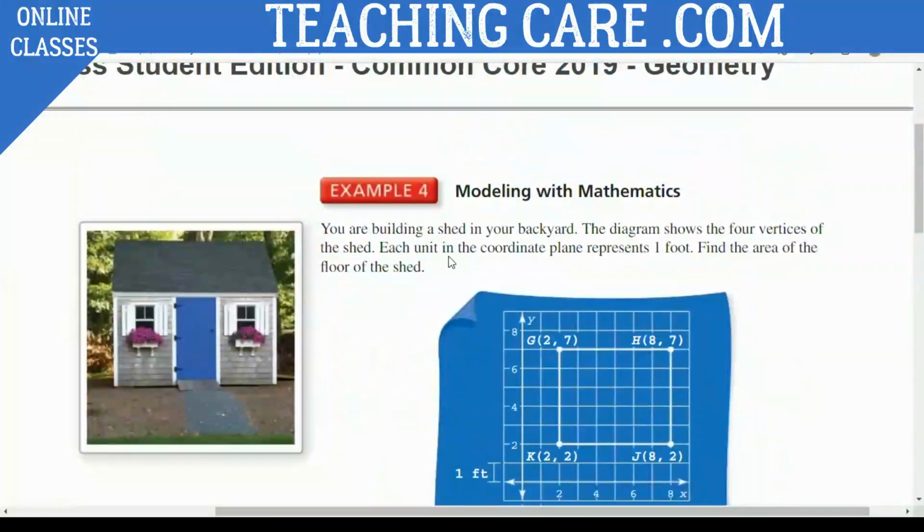See, for example, you are building a shed in your backyard. The diagram shows the 4 vertices of the shed. Each unit in the coordinate plane represents 1 foot. Find the area of the floor of the shed. Okay.